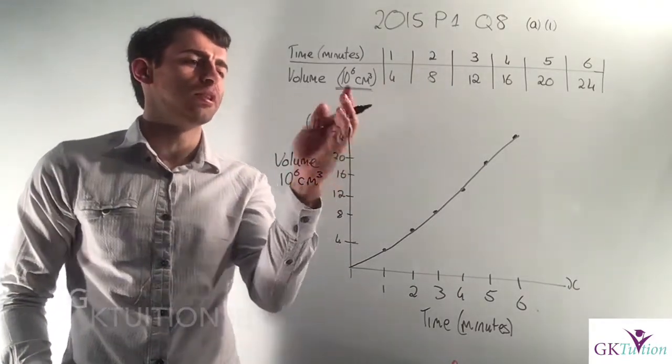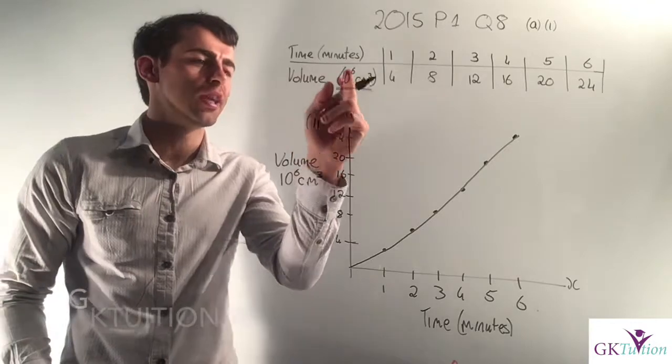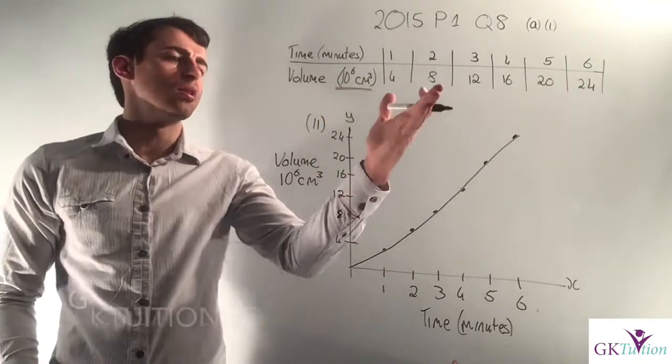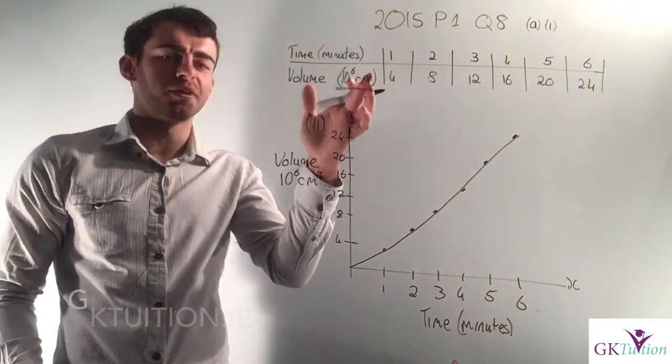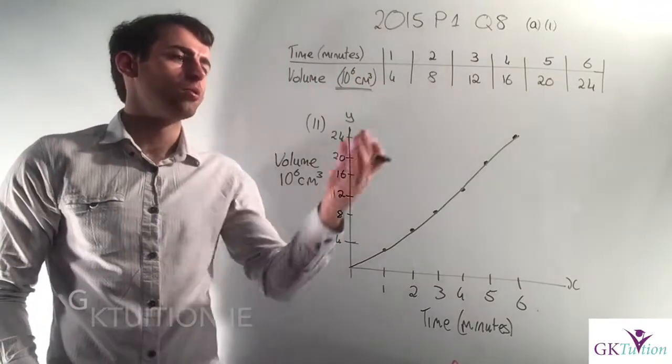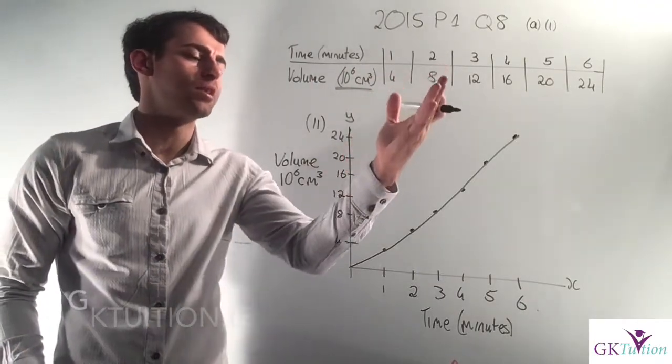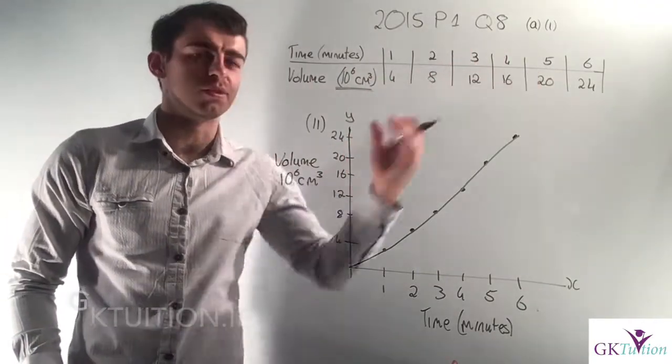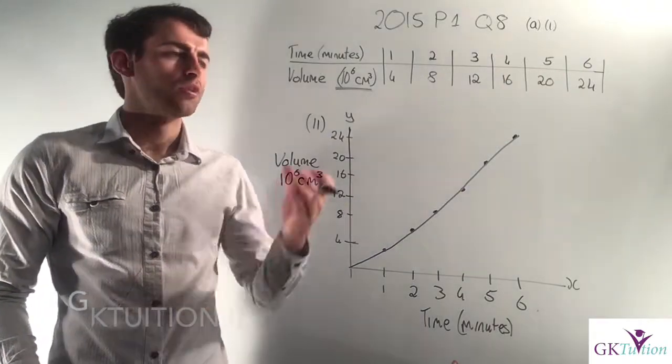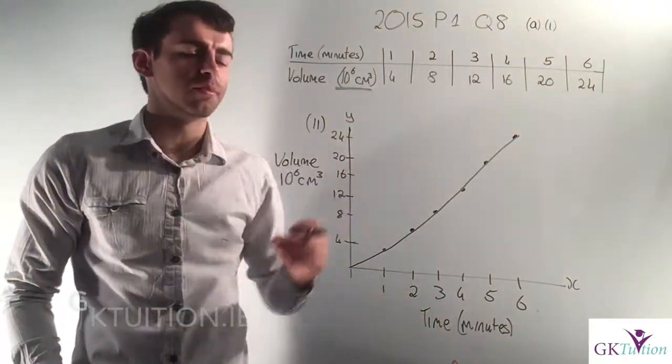Notice in my table it tells me the volume is given by 10 to the power 6 centimeters cubed. So 8 means 8 by 10 to the power 6 centimeters cubed. So after 1 minute it's 4, after 2 minutes it's 8, 12, 16, so we're just adding 4 each time. So what you should recognize is that this is a linear pattern.